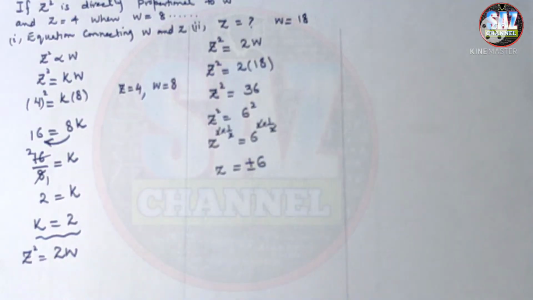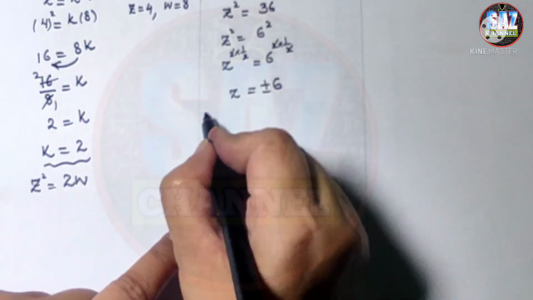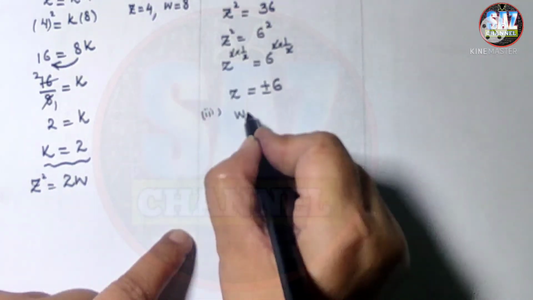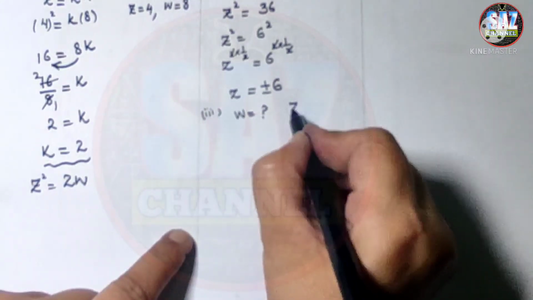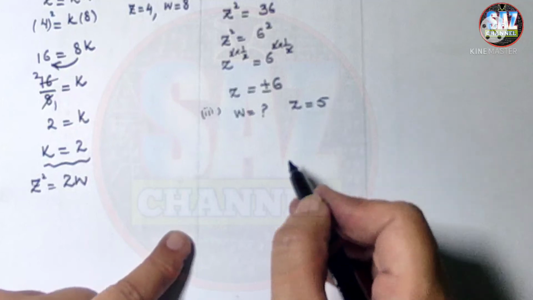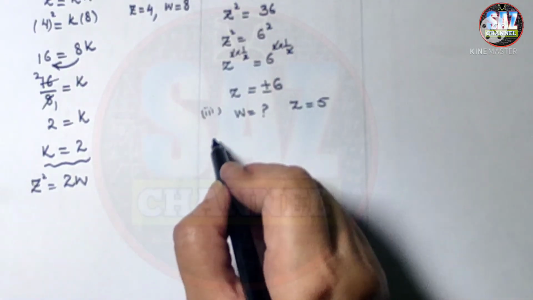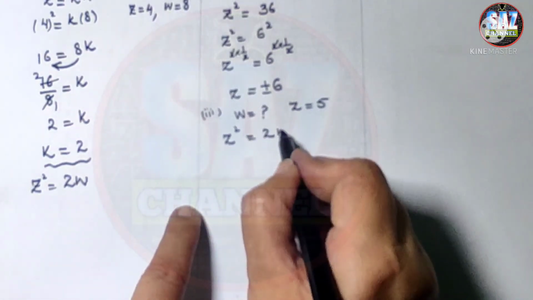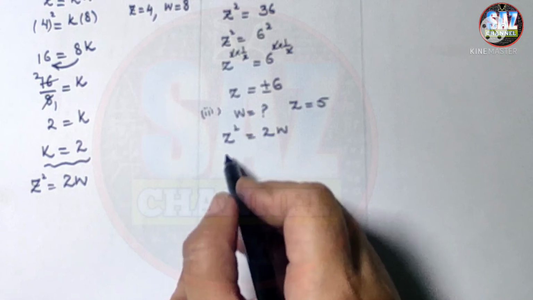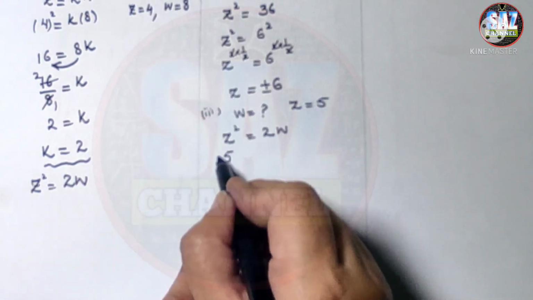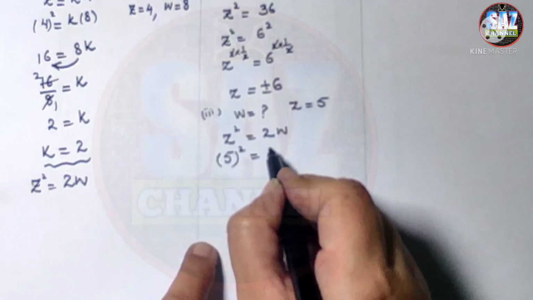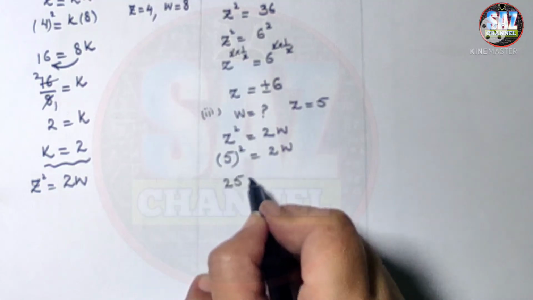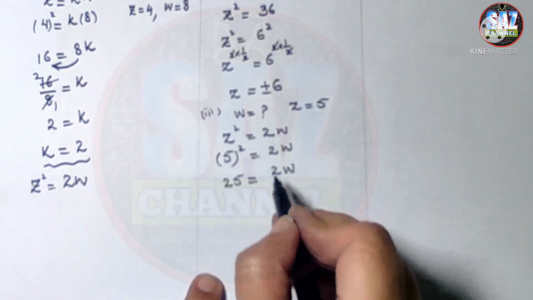And moving to the next part, that is the third part. Let me see carefully: calculate value of w, that we have to find w when z equals 5. Z equals 5. So again, the relationship, the equation, is z square equals 2w, and instead of z we have to replace the value, which is 5 in the question. 5 square equals 2w, and square of 5 is 25. Your calculation and mental math skills have to be really strong.